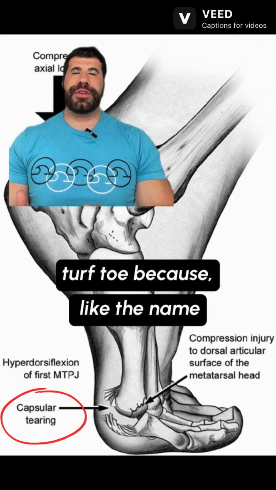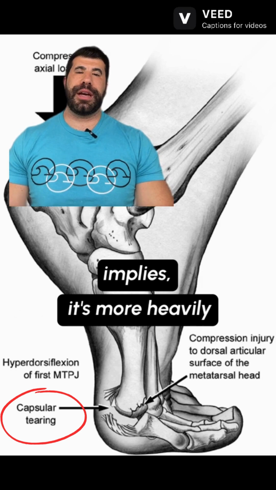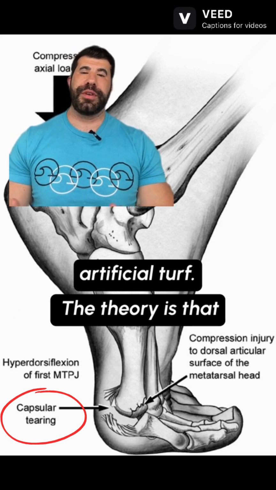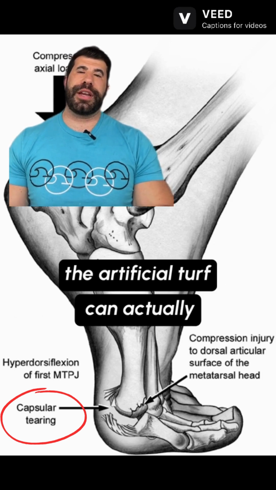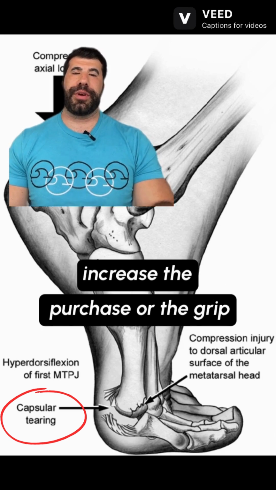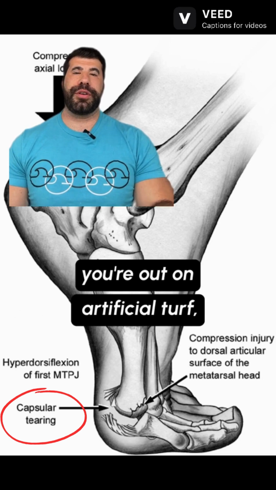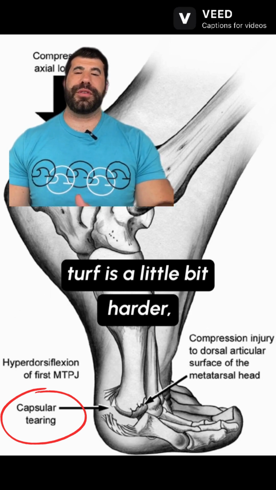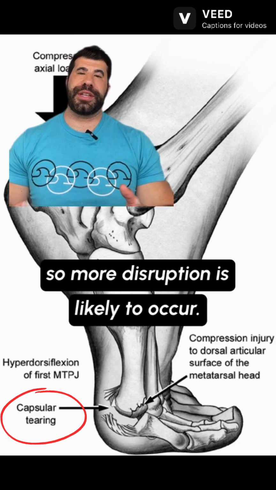And so it's termed turf toe because, like the name implies, it's more heavily involved with sports that are played on artificial turf. The theory is that the artificial turf can actually increase the purchase or the grip of the bottom of your foot while you're out on artificial turf as opposed to grass. And often artificial turf is a little bit harder, so more disruption is likely to occur.